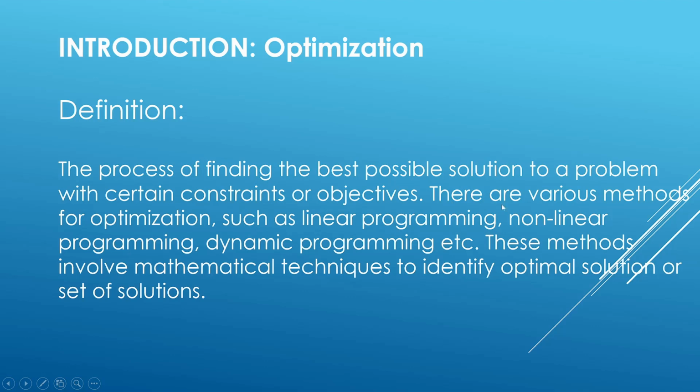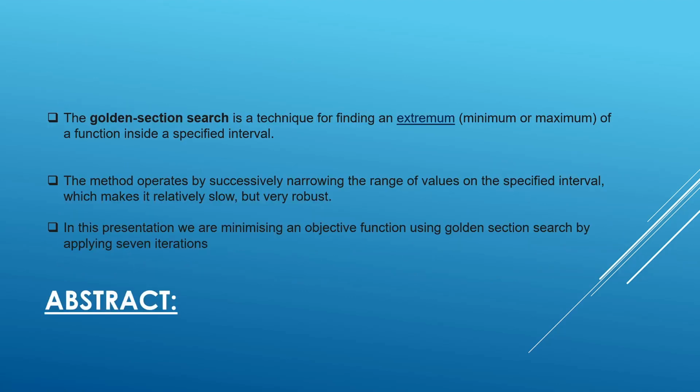There are various methods for optimization, such as linear programming, which involves equations that are linear, which means they are not of degree 2 or 3, they are of degree 1, and non-linear programming, which has equations of degree 2 and more than 2, and dynamic programming, etc. These methods involve mathematical techniques to identify optimal solutions or sets of solutions. So this is the introduction of optimization.